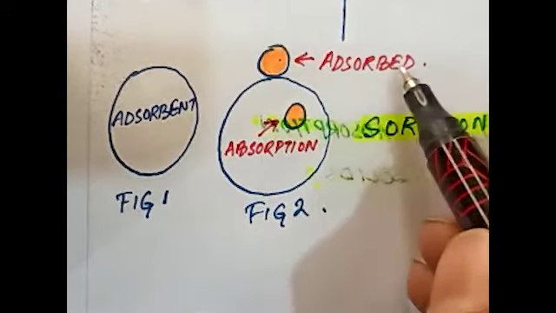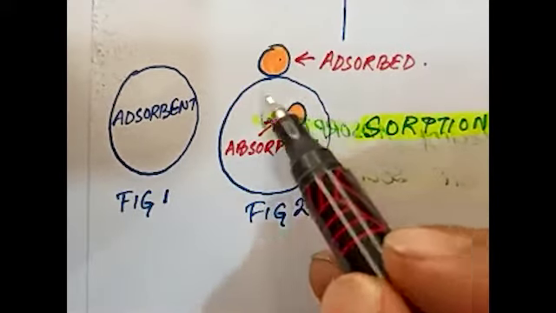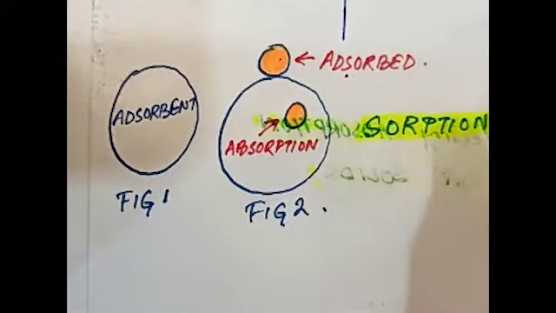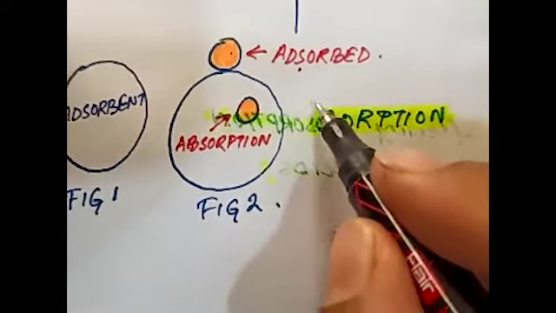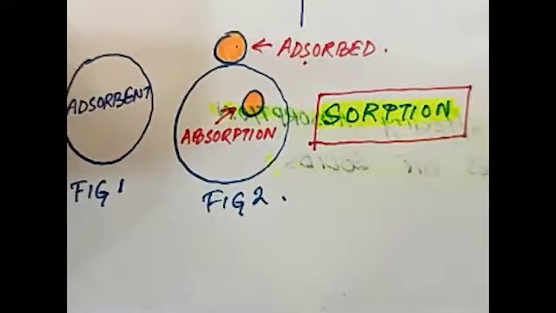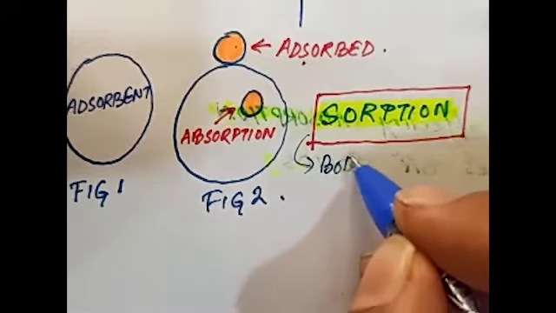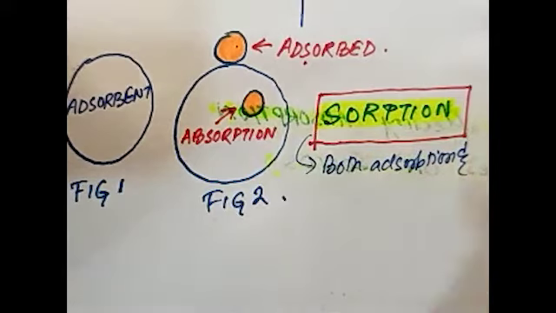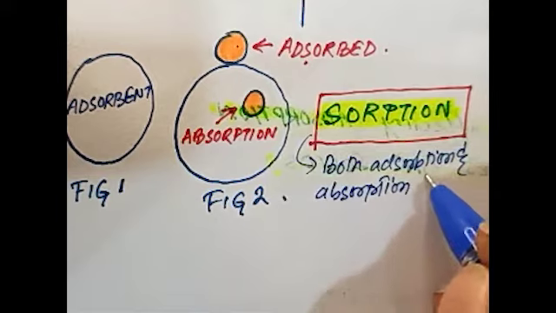Both adsorption and absorption, if they take place simultaneously, if both processes happen together, then it is known as sorption. Sorption is a phenomenon when both adsorption and absorption take place simultaneously.